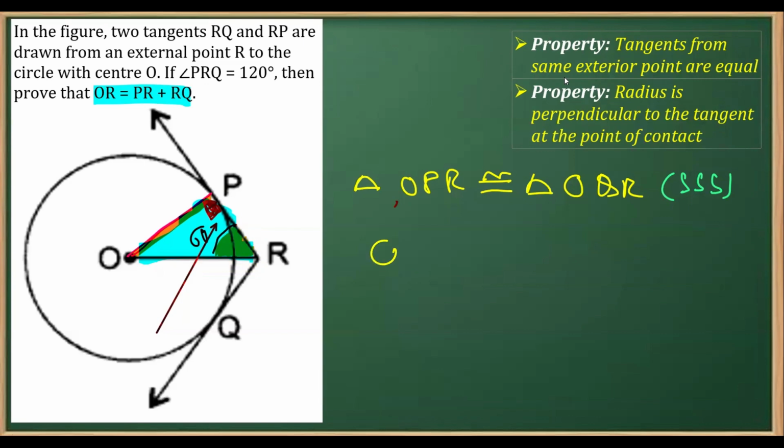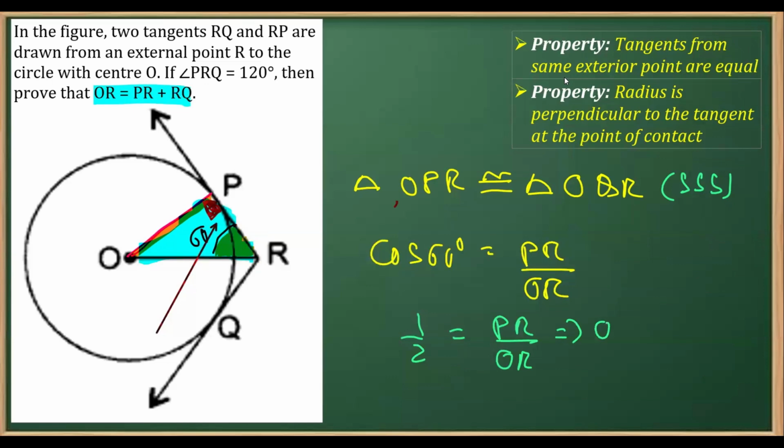So we'll be applying cos. So cos 60 is what? Base over hypotenuse. As you can see, the base is PR and the hypotenuse is OR. And how much is cos 60? Cos 60 value is half, equal to PR over OR. So now from here we do cross multiplication. We'll say OR is equal to 2 times PR.